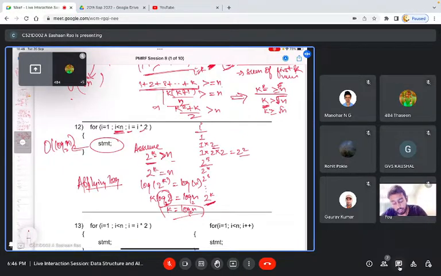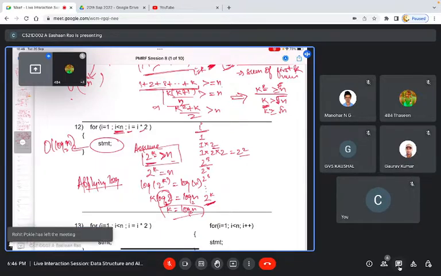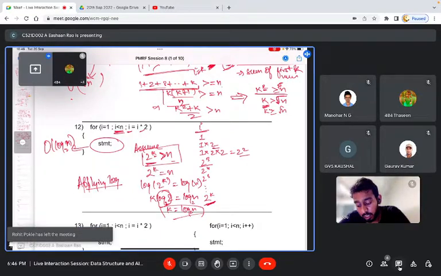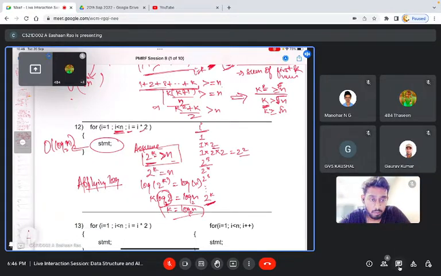Okay, so the pattern will be like this. First you try to identify up to what max value it can go. Then once you identify that pattern, you try to solve the condition. You have to assume a certain condition here, that is, 2 raised to k is greater than n or not. Once you have this equation, you have to solve it mathematically to identify this particular k value.